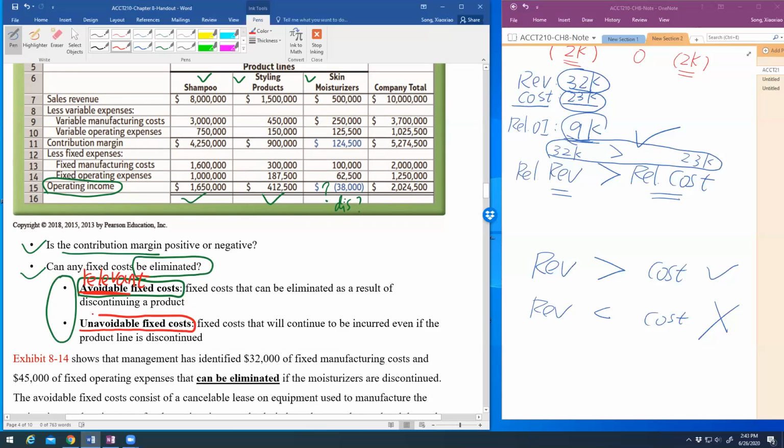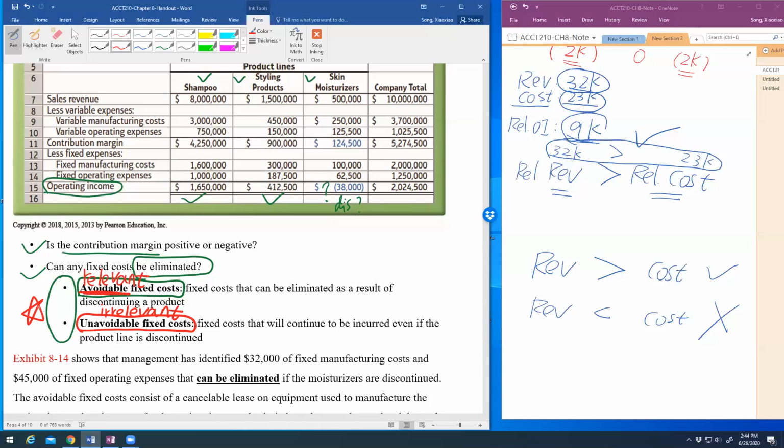They are unavoidable. This fixed cost will be irrelevant, because no matter you do something or you don't do something, you cannot avoid it. There is no difference. It's not relevant. Okay, so make sure you really understand this concept. Only avoidable fixed cost is relevant cost.